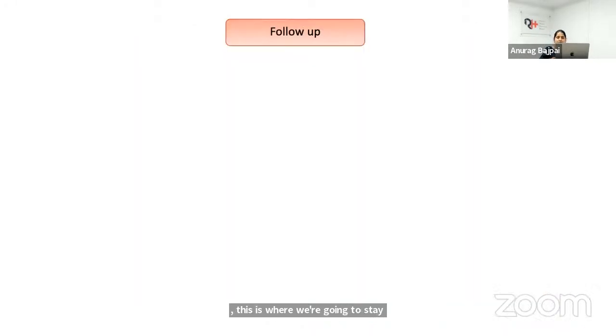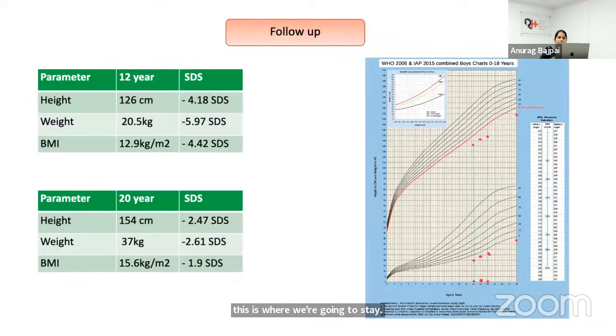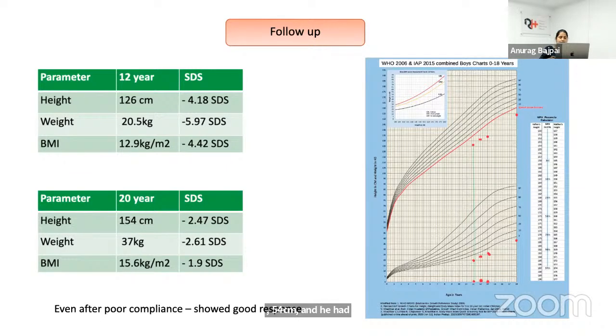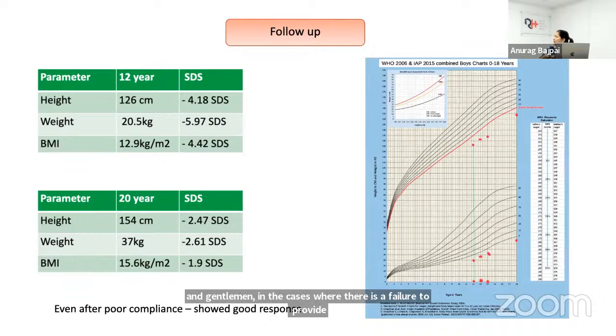Because we have seen in our case, once we started the treatment, he gained a very good height. Even after he was lost to follow-up and had poor compliance, he gained from 126 centimeter to 154 centimeter, and he gained good weight. So the main message from here is to consider Bartter and Gitelman in cases where there is a failure to thrive. He could have gained much more height if he had been more regular.